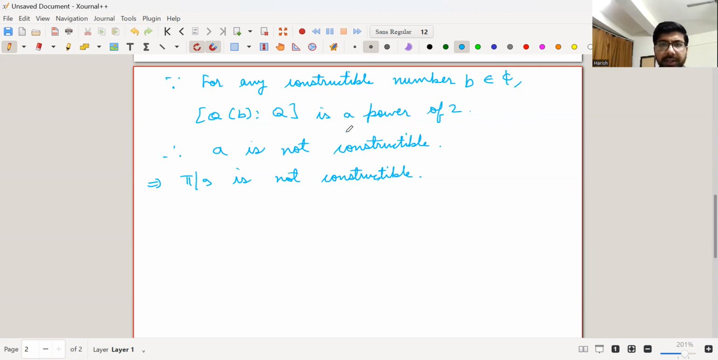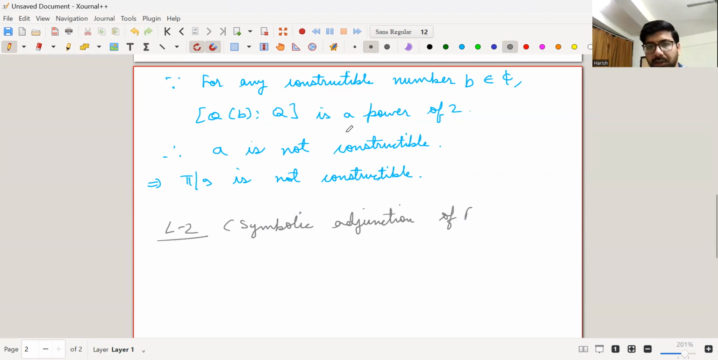So in the second lecture, is there any doubt in this? If not, then I will quickly say the important part in lecture 2. So lecture 2 is symbolic adjunction of roots, and what does it mean?